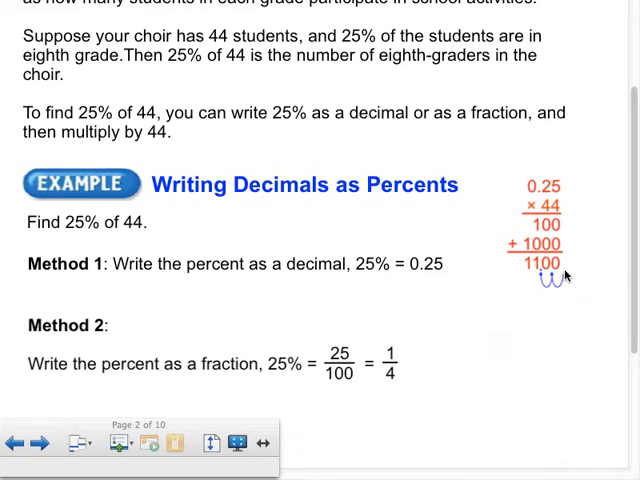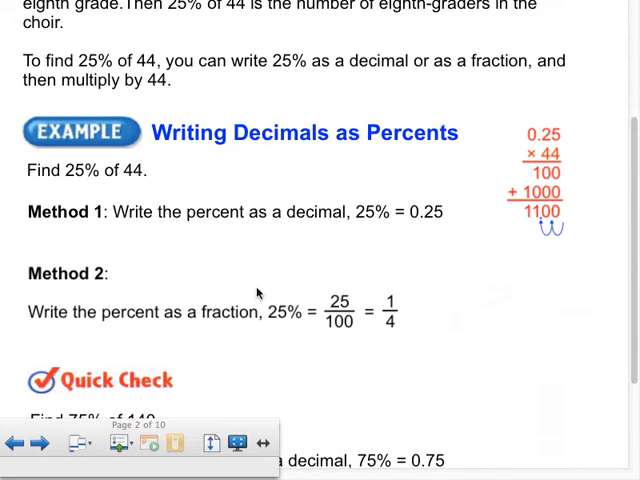Well, we're trying to figure out where my decimal ends up when I take the product of these two numbers. If you notice, the decimal is already at the end here for 44. How many places is the decimal in the first number? Two. So I take the sum of how many places I have, and at the end, I move it in 2 places. Got it? So do you understand why it's 11? So we have 11 students in the choir that are in the 8th grade. Now that's method 1.